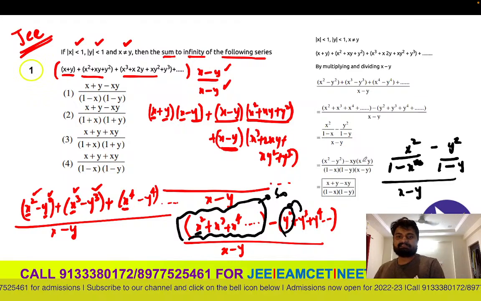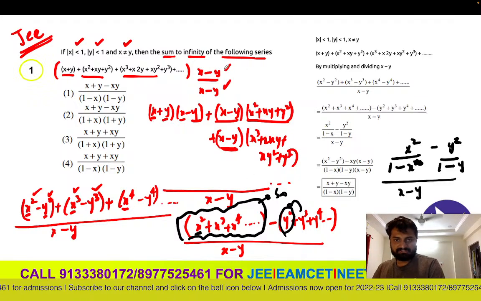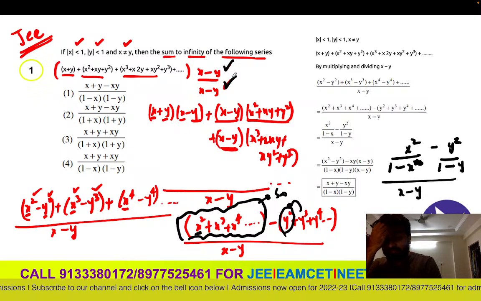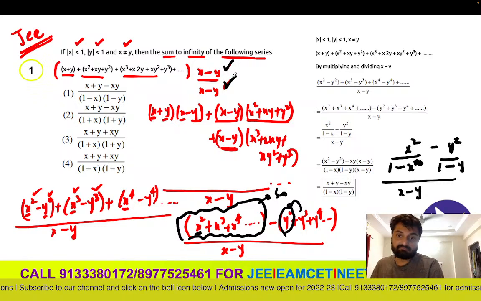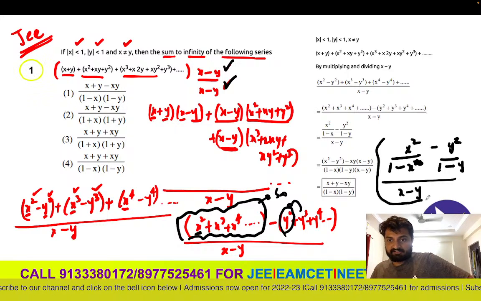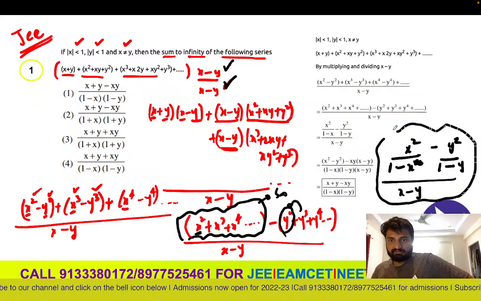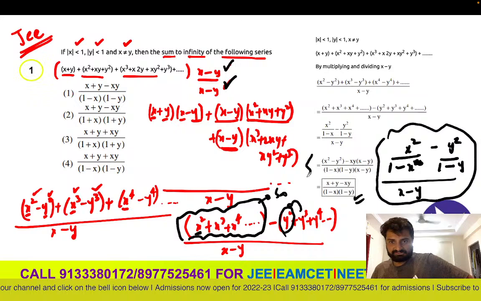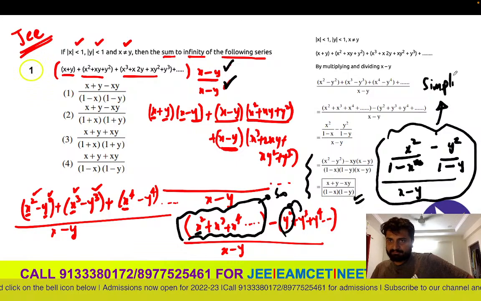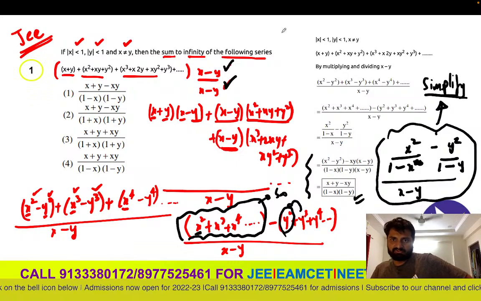So this is the concept. If we just multiply and divide by x minus y, we are going to get this. And upon further simplification, you will be getting this. I've mentioned the steps here. Simplification, you should all do it. Just simplify it. I've already mentioned the solution here.